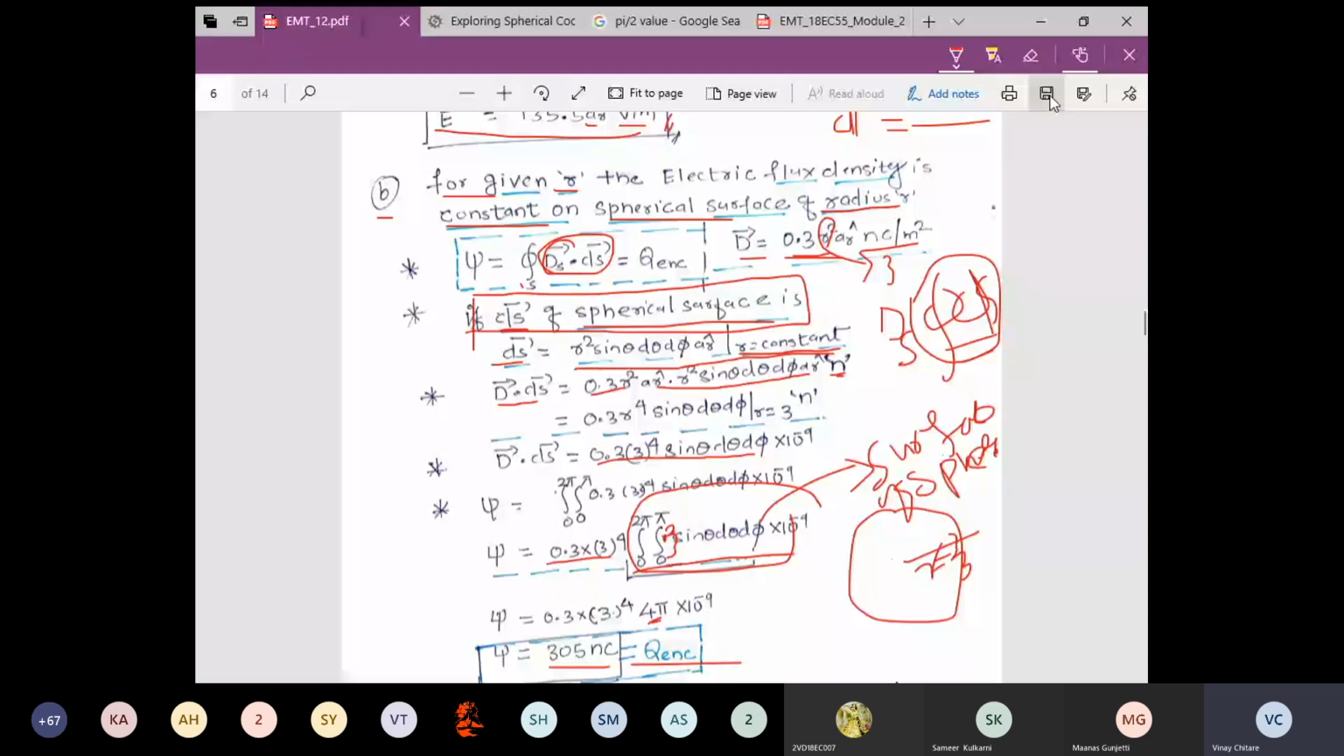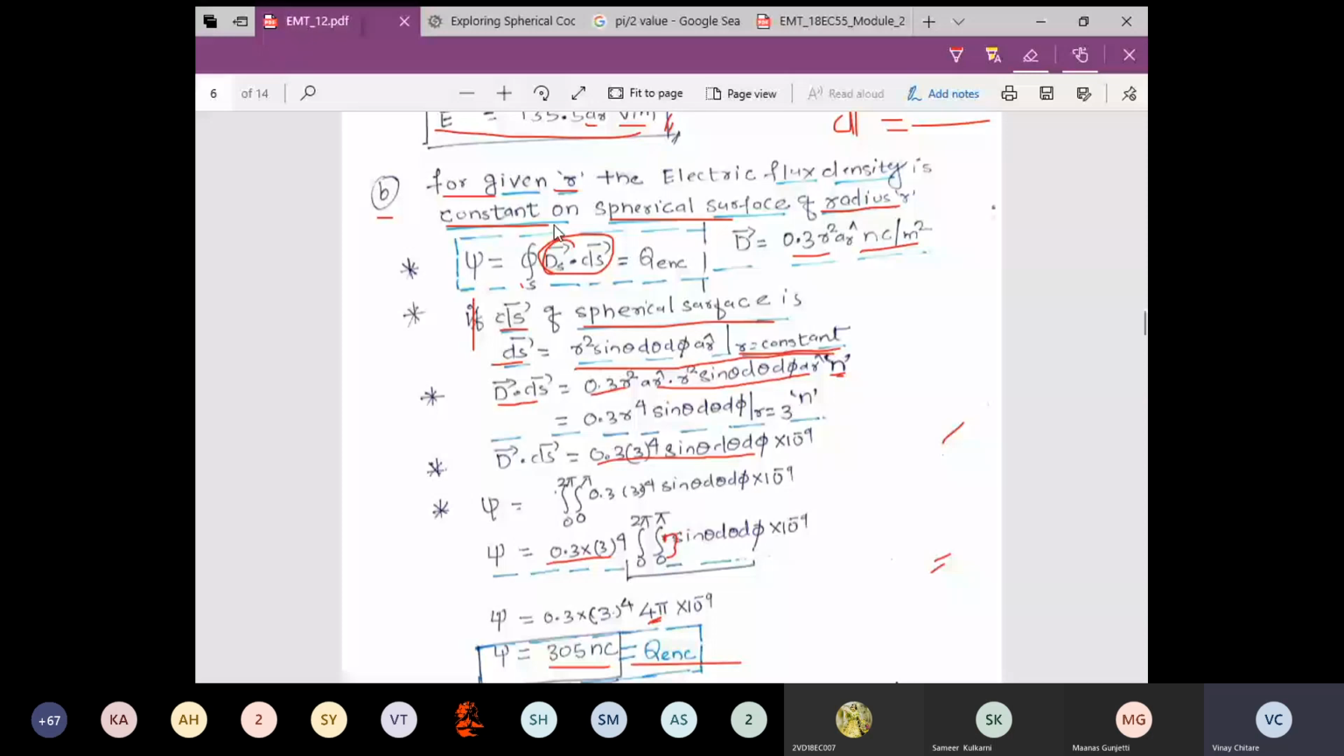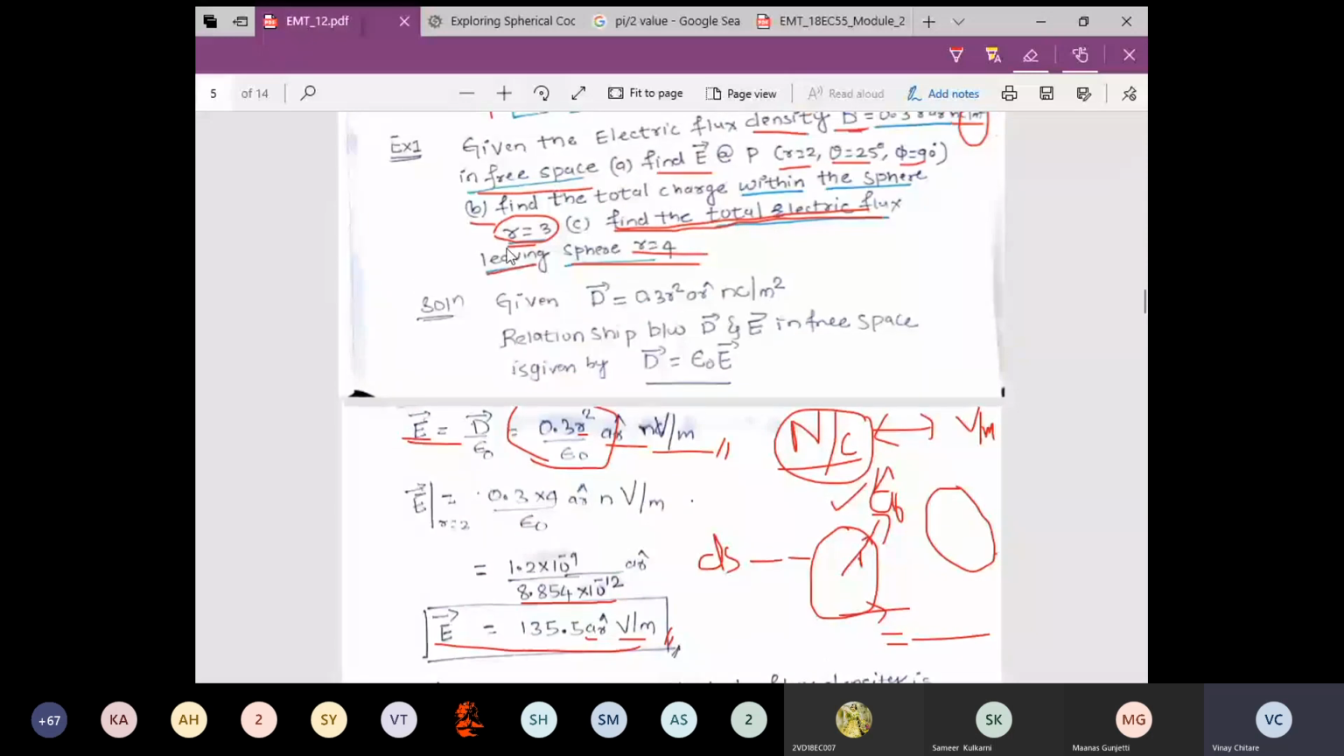Okay, sure. So the second question was, we need to find what is the total charge enclosed by a surface of a sphere. It is a spherical surface of radius r equal to 3. What is the total charge within the sphere of radius r equal to 3? So now here is the situation.